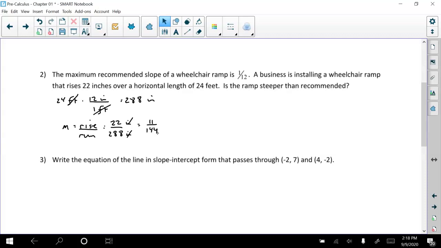And you can convert both of them to decimals and compare that, or 1 over 12, 11 over 144. And what you can do here is you can cross multiply. 144 times 1 is 144. 12 times 11 is 132. And you can see the 144 is bigger. So 1/12, that's where the greater than goes. 1/12 is greater than 11 over 144.